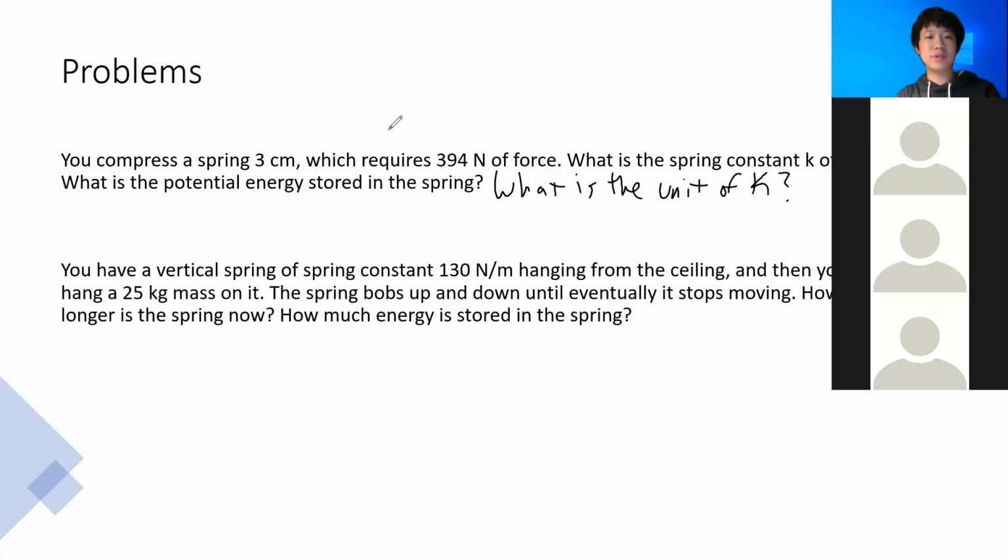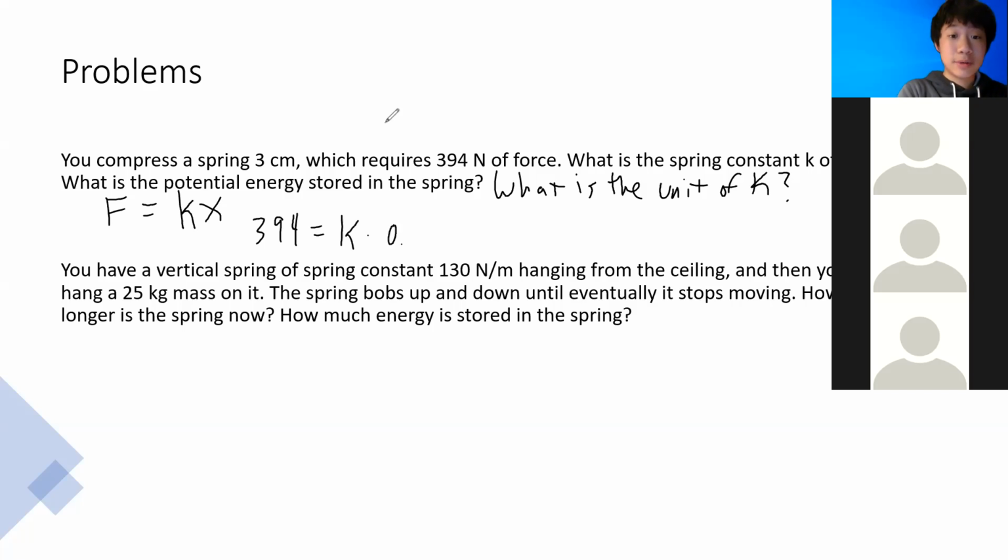Now for the first problem, you compress a spring 3 centimeters, which requires 394 newtons of force. What is the spring constant of the spring? Well, let's use the equation. Force is equal to the spring constant times the displacement. So 394 equals K times 0.03, right? Because we have to turn centimeters into meters. So our answer is going to be K equals 13133.